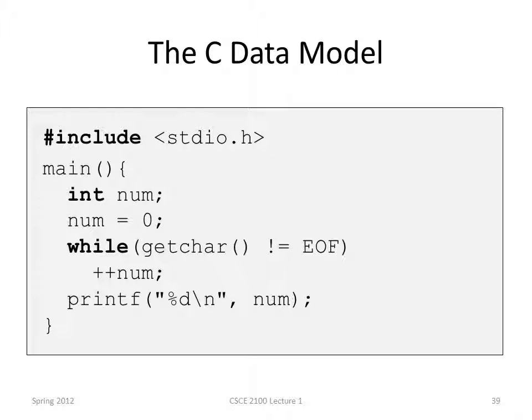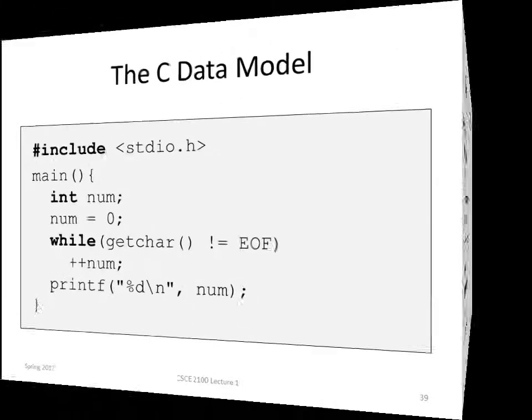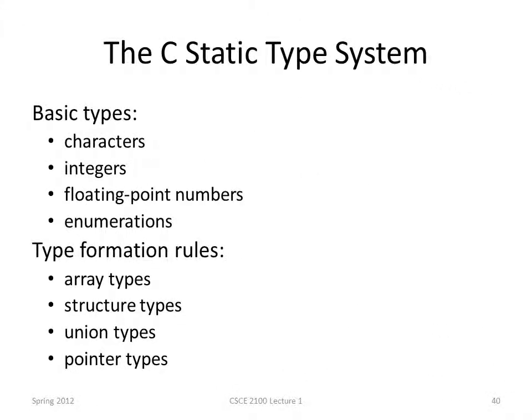Alright, so the C data model is an example of a piece of C code. Include stdio.h. Here's my main. Set num to 0. While it's not end of file, ++num, printf that number. That's finding out the number of characters in the input. C static types include characters, integers, floating point numbers, enumerated types, and we can form new types with arrays, structures, unions, and pointers.